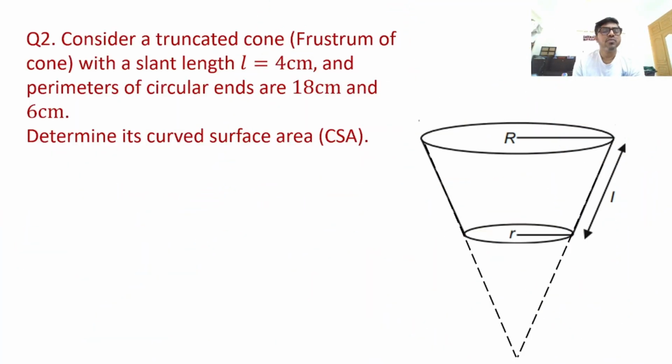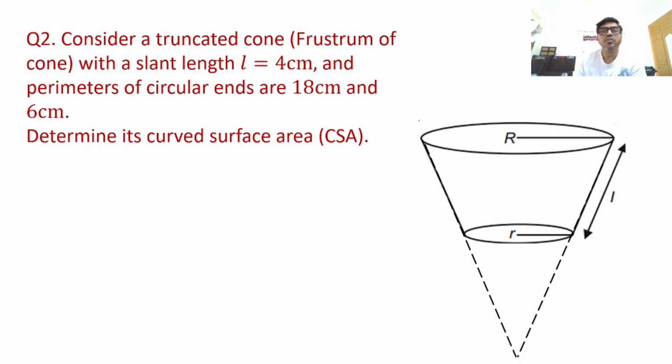Alright students, welcome back to the important questions in surface areas and volumes. This is question number 2. Let's read the question. Consider a truncated cone. So imagine you have a cone like this and that has been cut. Truncated meaning cut into parts.